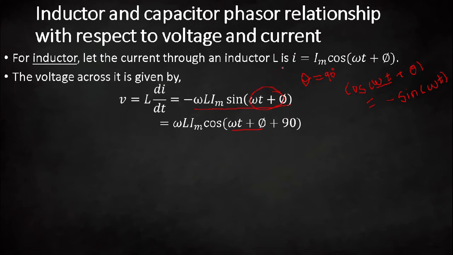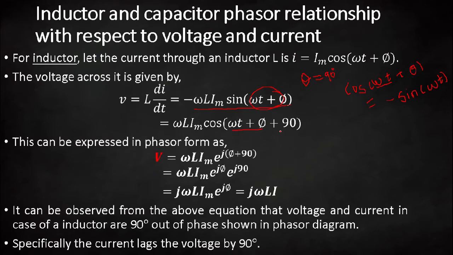So when you apply a sinusoidal current through an inductor, your current is Im cos(omega t plus phi), and your sinusoidal voltage will be omega L Im cos(omega t plus phi plus 90). Now both of these equations can also be shown in the form of a phasor, but before that let me erase what we have done here.